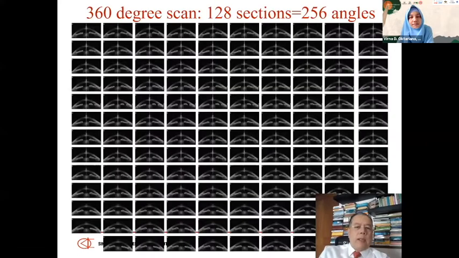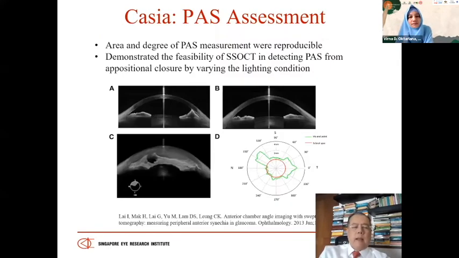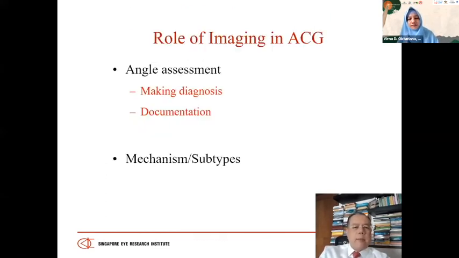And so you can see multiple cuts of the anterior segment here. Basically, you will see 256 angle images from 128 sections. The service is useful to locate peripheral anterior synechia, and this is by using the inbuilt software.